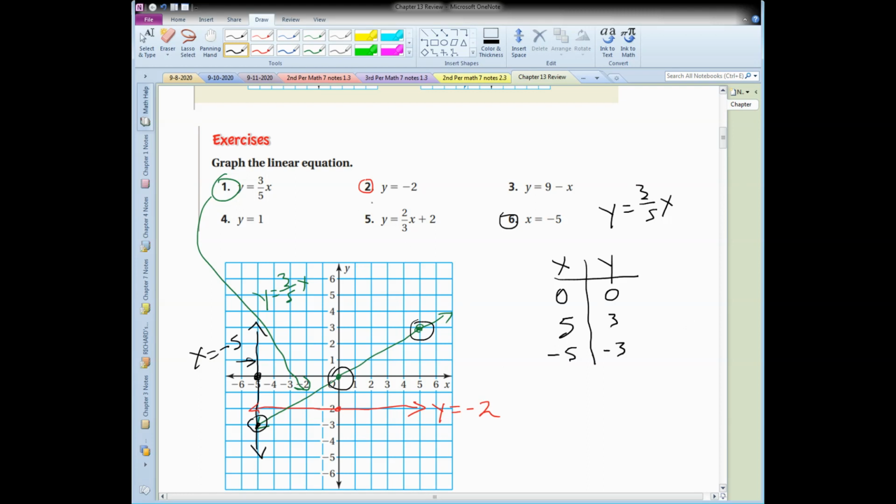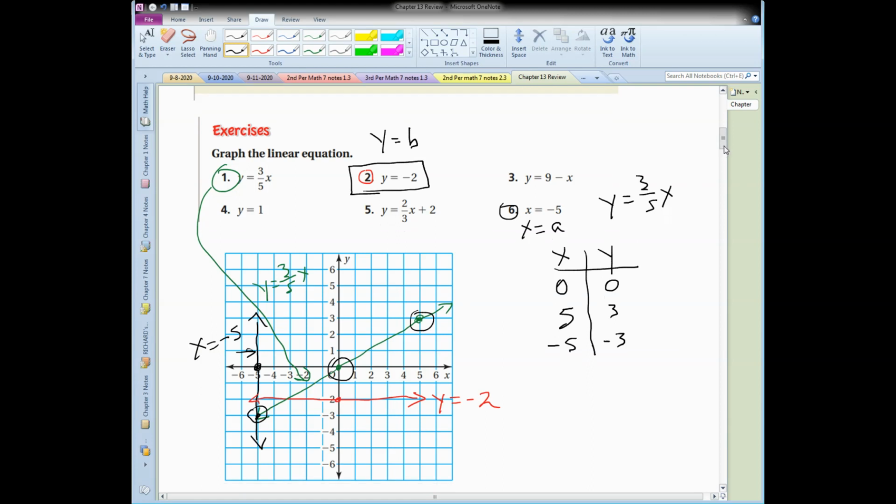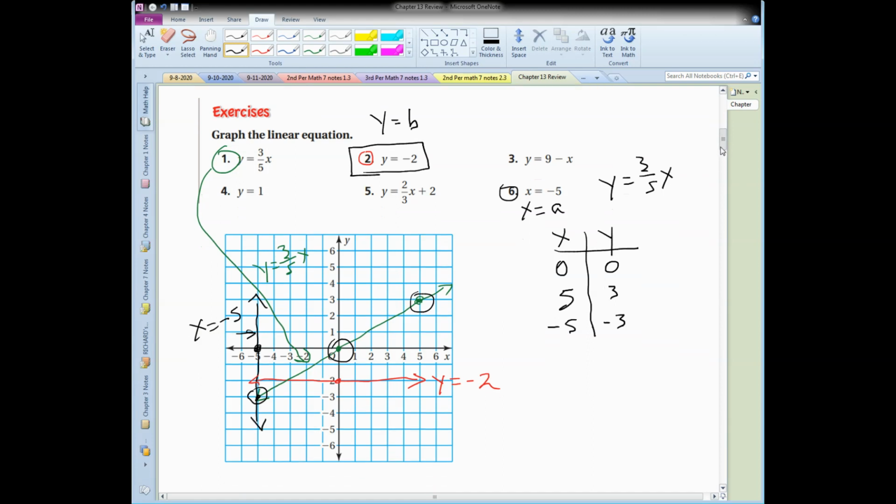I also remember that horizontal lines have a certain form, y equals -2. So it follows the form y equals b. And then for number 6, I remember the vertical lines follow the form x equals a, where a and b are just integers or rational numbers. So I left a few for you to practice. You can draw your tables like this in your composition book and work them out and then graph them.